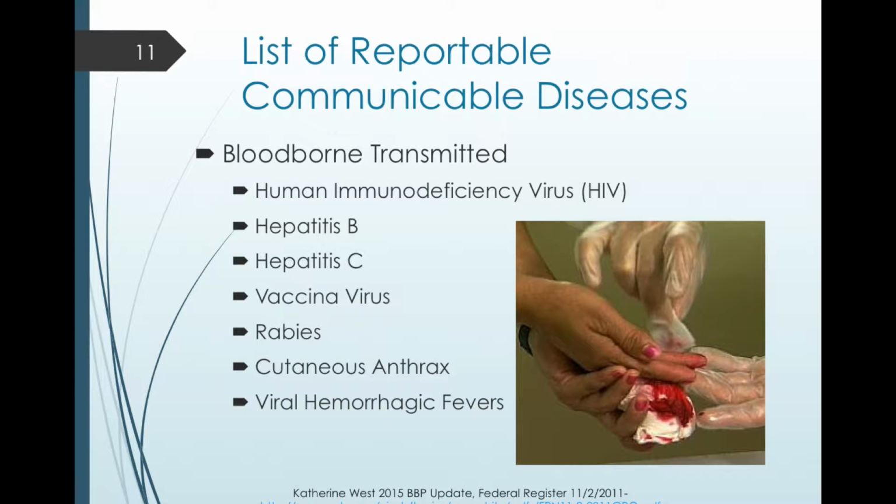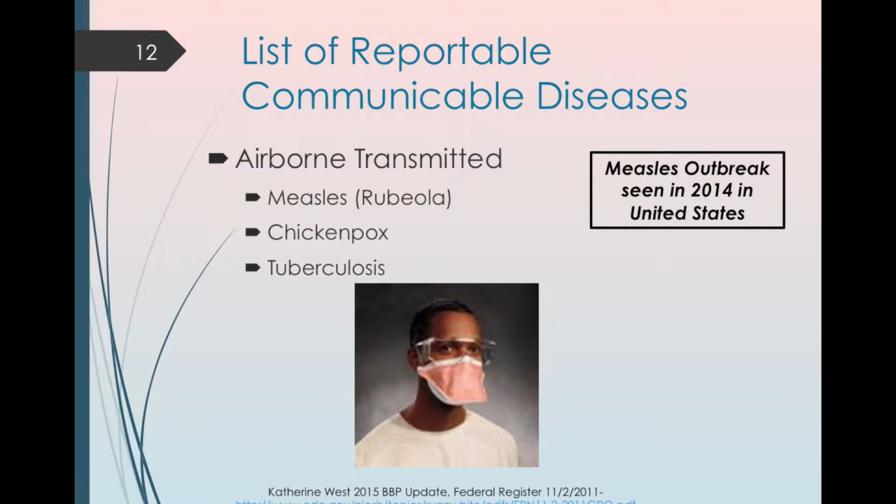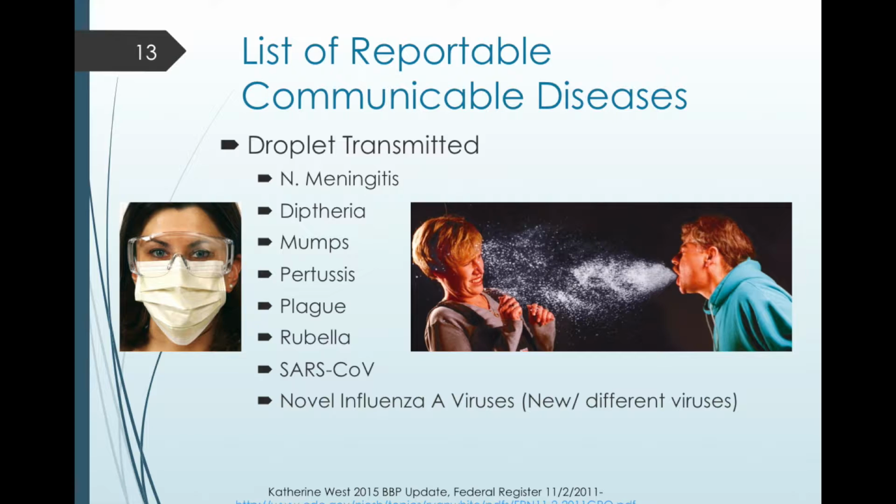When we look at the list of reportable diseases under Ryan White, we'll start with bloodborne. We have HIV, hepatitis B and C, vaccinia virus, rabies, cutaneous anthrax, and viral hemorrhagic fevers. Airborne diseases, we have measles, chickenpox, and tuberculosis, and we will discuss later in this PowerPoint the measles outbreak that we saw in 2014.